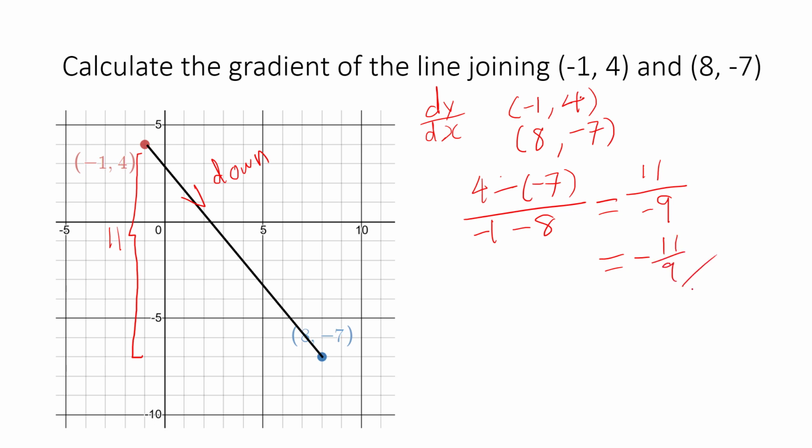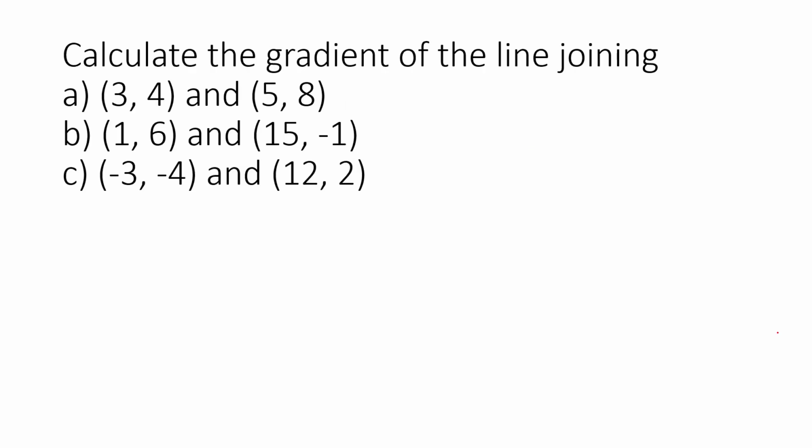Alright. So this will be the gradient of this line. If you want to write it as -1 and 2 over 9, it is also alright. It's perfectly fine. So I have prepared these 3 questions. Go and try them out. Pause the video, see whether you can find the gradient of the line, and the answers for you to refer to are down here. Alright, short, easy lesson.